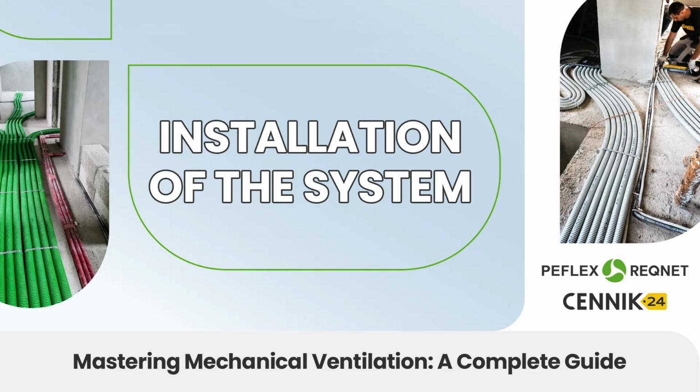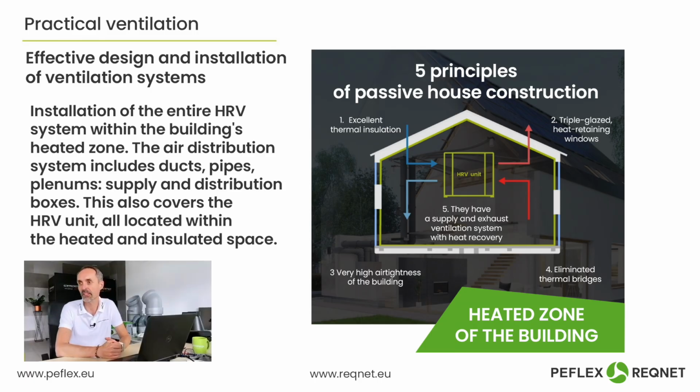Once you have the project ready and move on to installing the system according to the design, the first basic rule when it comes to installing a ventilation system according to, for example, the recommendations of the Passive House Institute is to install the entire ventilation and heat recovery system, the ventilation unit, and the entire air distribution system, the ducts, within the warm zone of the building, meaning in the heated, insulated area.